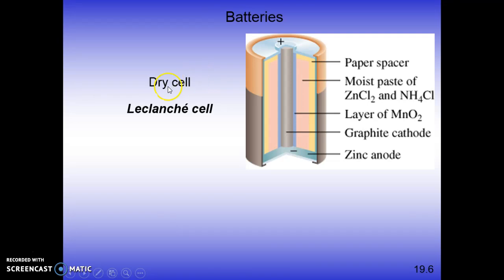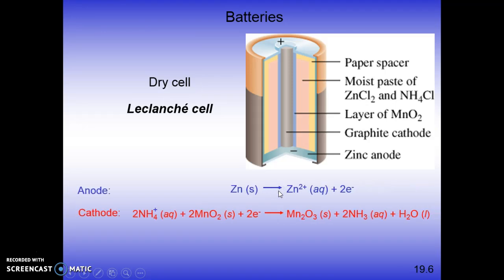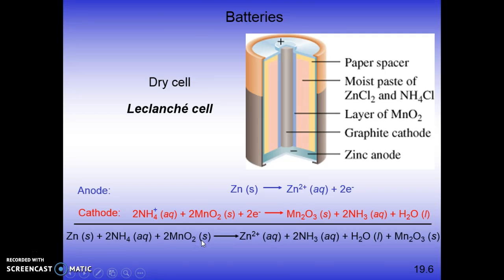The dry cell is referring to the salt bridge, where it's not liquid, but a moist paste made up of a bunch of ions. Again, you don't have to memorize these, but this is typically what a dry cell battery looks like. The overall reaction could be something like this, so this would be a zinc battery.